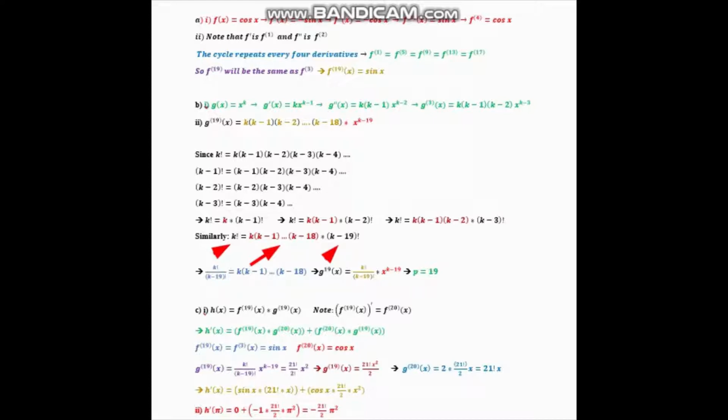So k factorial over k minus 19 factorial shall give me k times k minus 1 times so on and so forth up till k minus 18. Hence, we can replace this expression in the 19th derivative, the gold expression, with k factorial over k minus 19 factorial. Hence, using that expression, p shall equal 19.